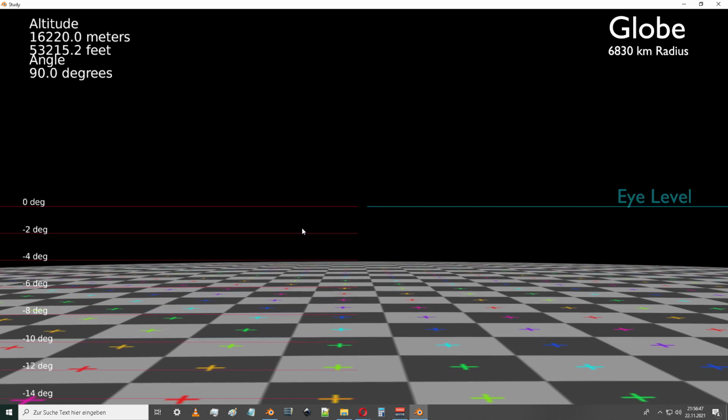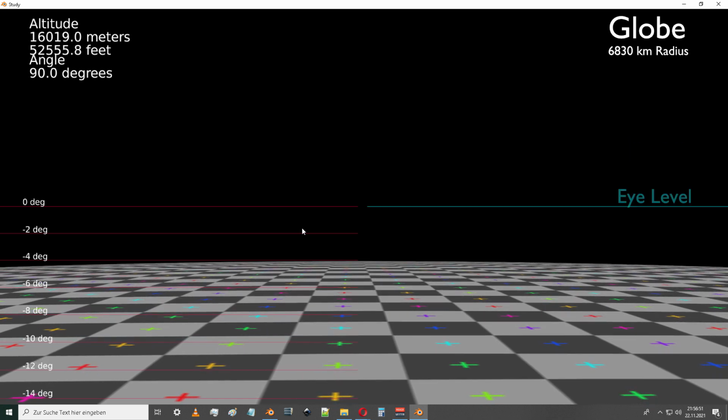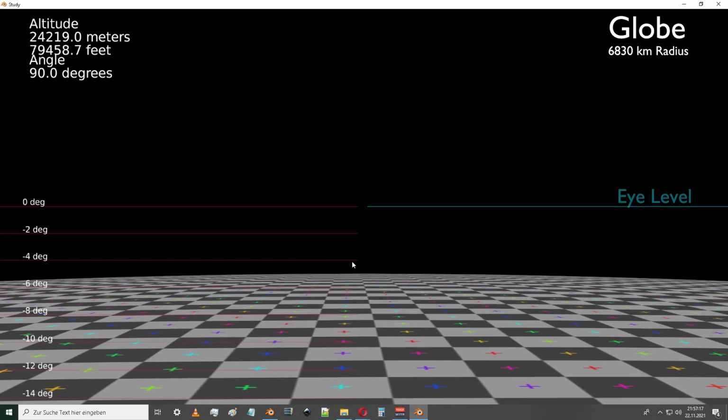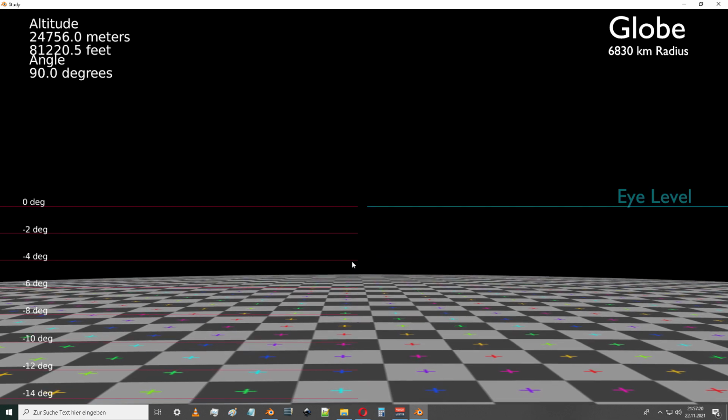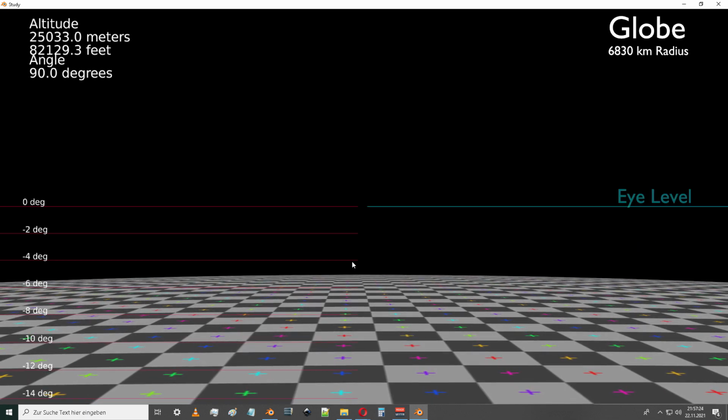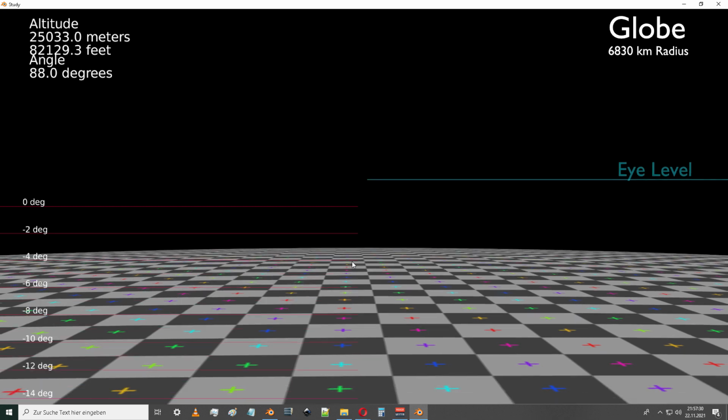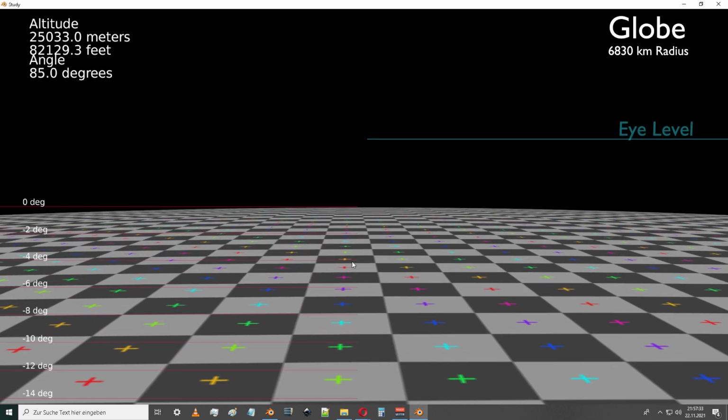Let's go up. 16,000 meters high. We got 4 degrees, and we got a pretty cool fall off curvature. And yeah, pretty cool fall off. Remember, we were staying parallel to the idealized ground, eye level, 4 degrees fall off. Let's go. 5 degrees fall off at about 25,000 meters. And the curvature very, very well visible.